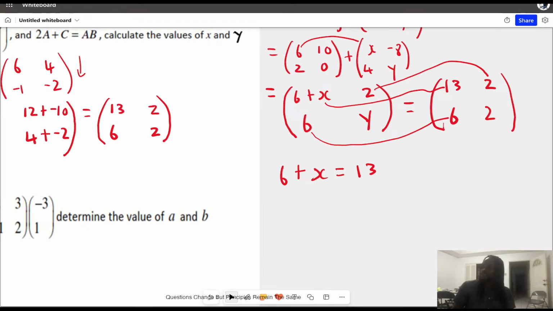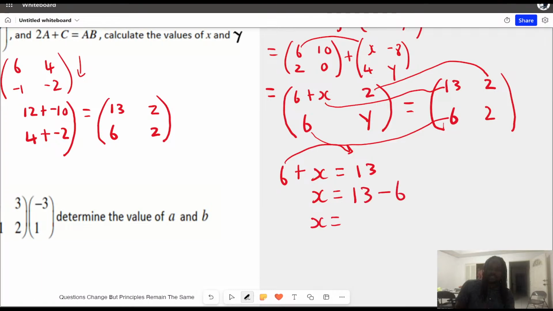Again, in order for you to answer these questions, you have to be able to solve an equation. If you can't solve an equation, boy, I don't know what to say to you. You won't be able to pass the exam. So x is equal to 13. And then when I transpose the 6, it becomes minus 6. X is equal to 7.